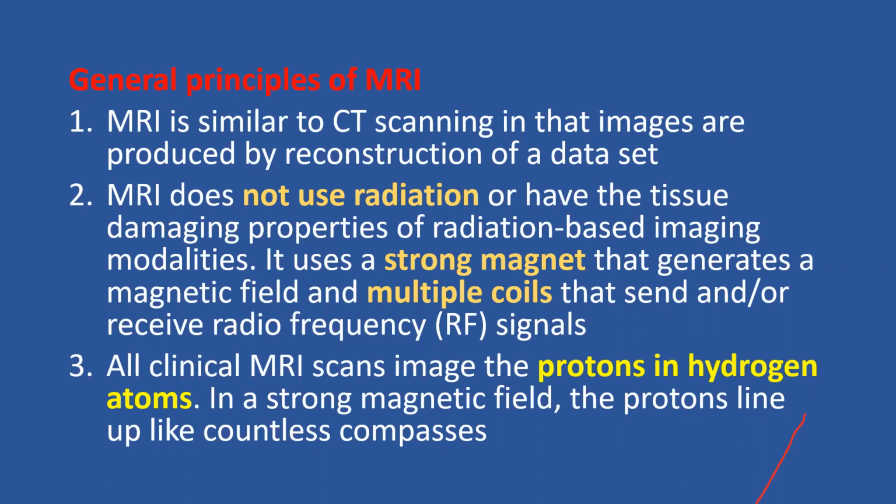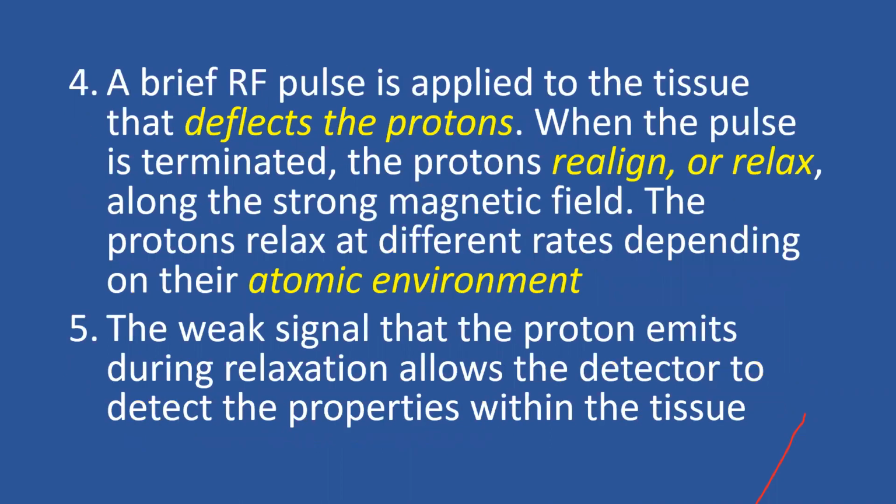In a strong magnetic field, the protons line up like countless compasses. A brief radio frequency pulse is applied to the tissue that deflects the protons. When the pulse is terminated, the protons realign or relax along the strong magnetic field. The protons relax at different rates depending on their atomic environment. The weak signal that the proton emits during relaxation allows the detector to detect the properties within the tissue. This is for a radiologist to know. You don't have to know these things, but you should have a general idea about the principle.